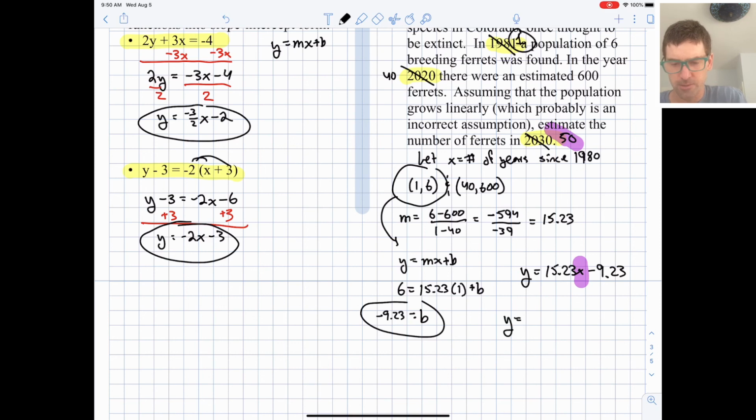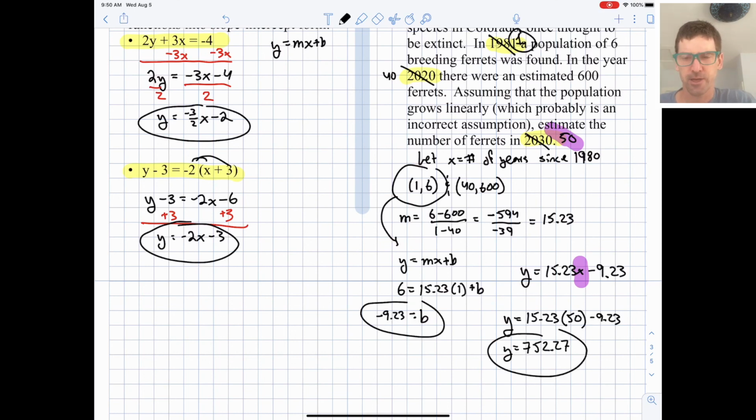So y equals 15.23 times 50 minus 9.23. And we get our y is equal to 752.27. So about 752 ferrets in the year 2030. Okay, so that's good. They're growing. They're getting a greater population, and it seems like they're recovering. All right, that's a good place to stop right there.